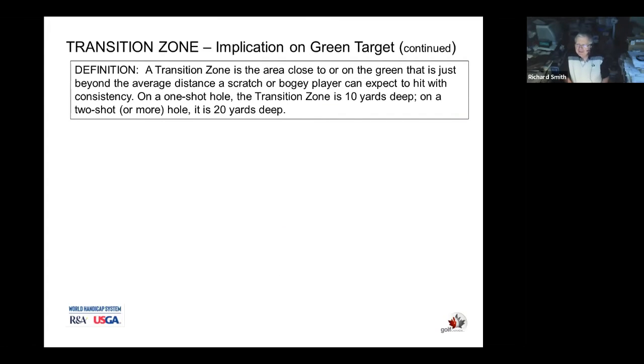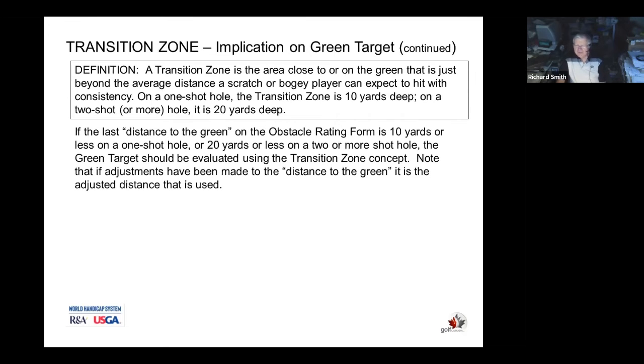So the definition: the area close to or on the green that is just beyond the average distance a scratch or bogey player can expect to hit with consistency. So for a single shot hole, the transition zone is 10 yards. On a 2 shot hole, because you can have the accuracy table involved twice really, or more, we use a 20-yard transition zone.